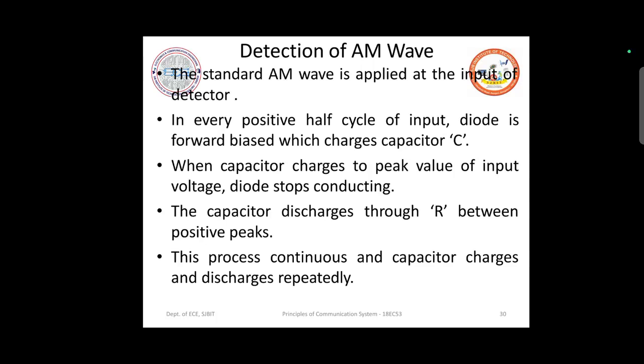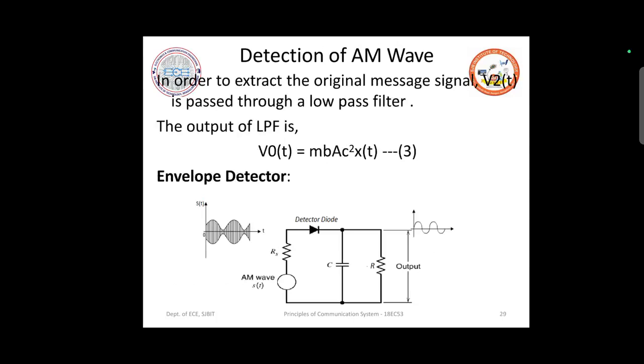So what happens is, a standard AM wave is applied as an input to the detector. In every positive half cycle, the input diode is forward biased. This will charge the capacitor C, and when the capacitor charges to the peak value of the input, the diode stops conducting. The capacitor will have to discharge through the resistor R between the positive peaks.